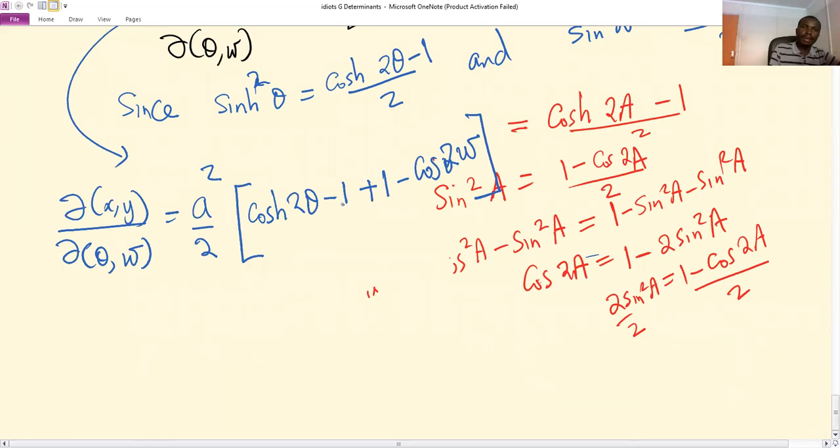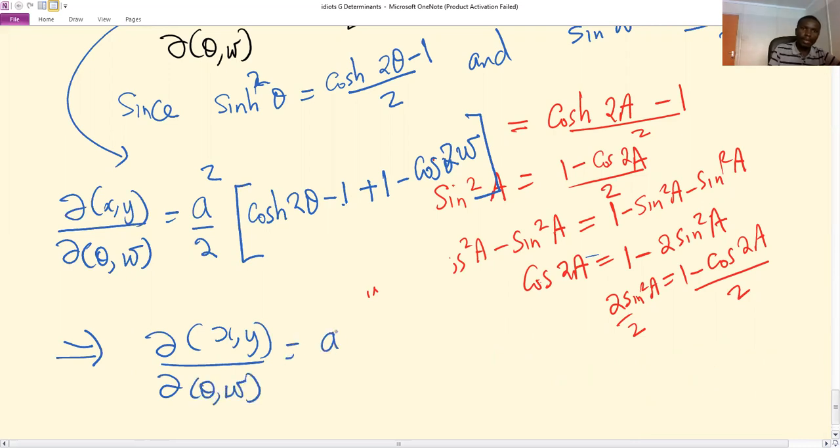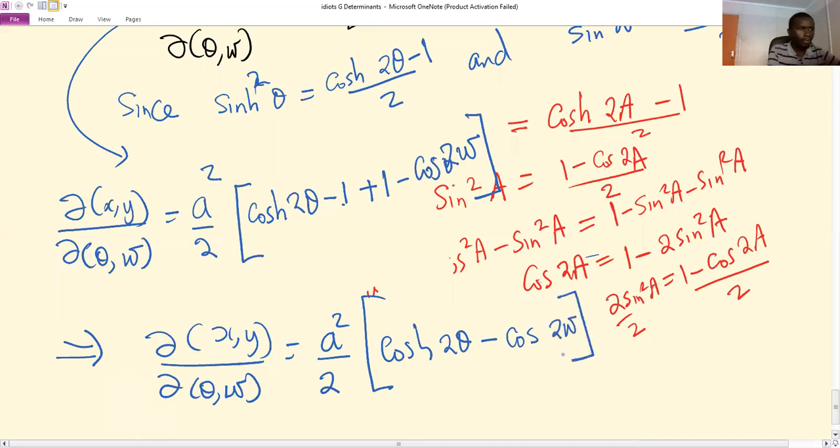And minus 1 plus 1 is 0. So this implies the Jacobian of x, y with respect to theta, omega will be a squared over 2 into hyperbolic cosine of 2 theta minus normal cosine of 2 omega. And that proves the result. So that's how we show that problem. Thank you.